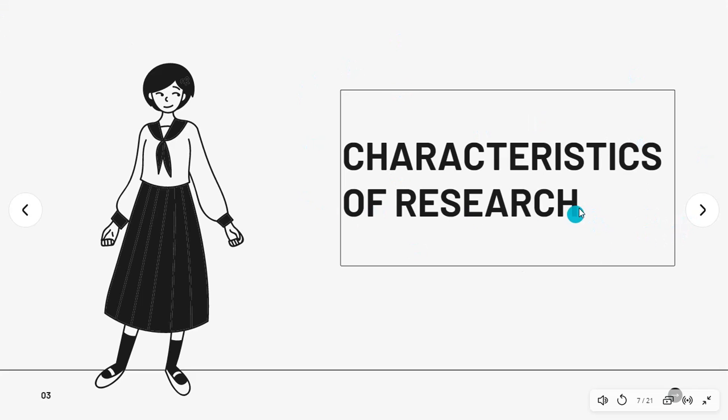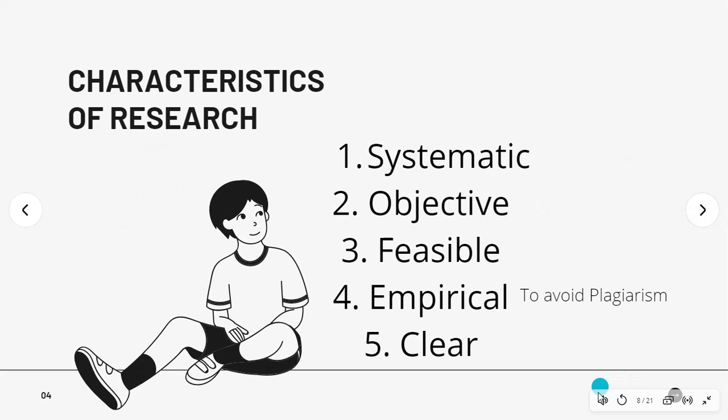Alright, characteristics of research. No, manap sa definition. Now let's talk about the characteristics of research. We have 5 characteristics here. So, systematic, objective, feasible, empirical, and clear.